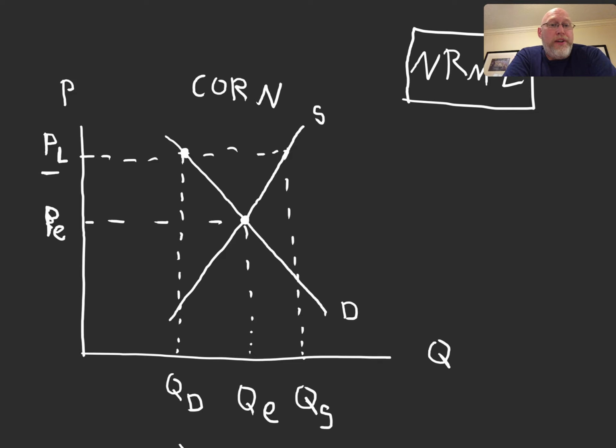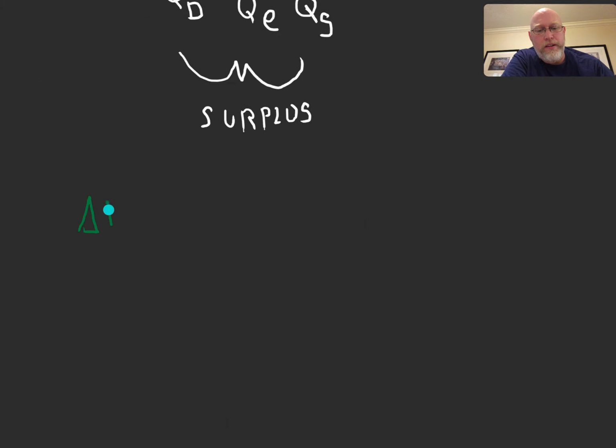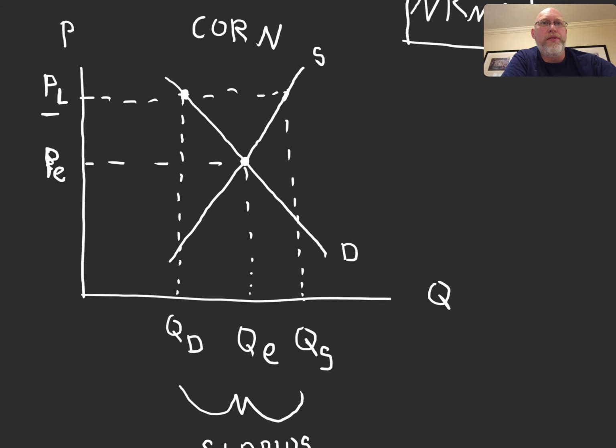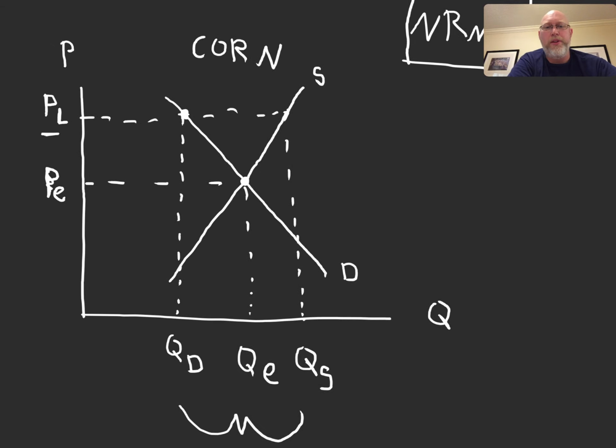Let's do some welfare analysis. Let me change the color of the pen here. And what we want to do is find the change in the producer surplus. Well, the change in producer surplus is going to be a trapezoid. It's going to be this area here. The height of the trapezoid is going to be the difference between the two prices, PL and PE. PE would be the before price, PL is the after price.